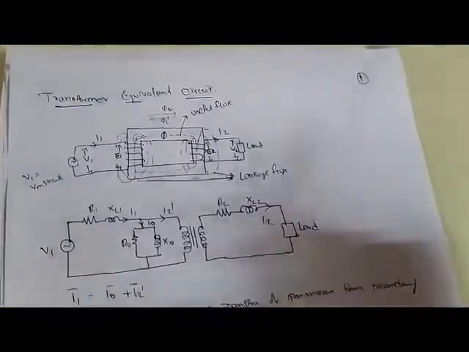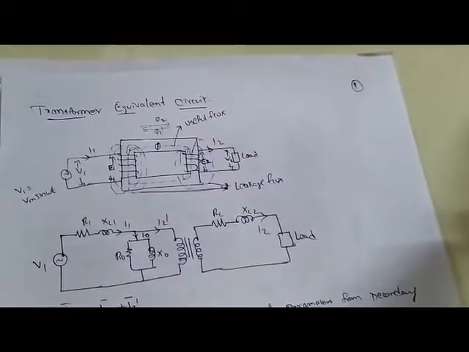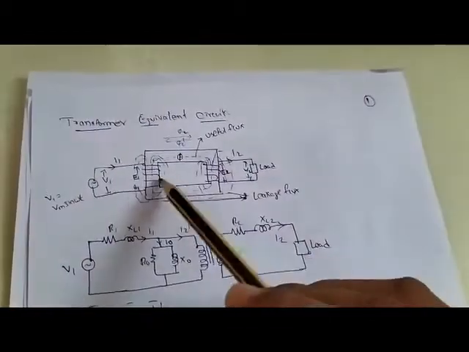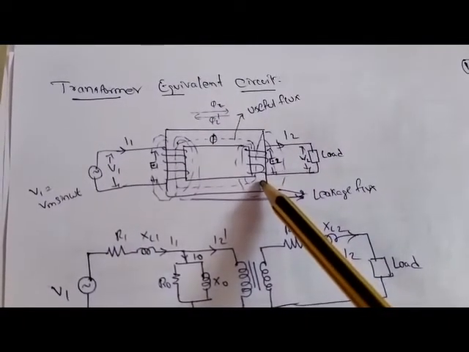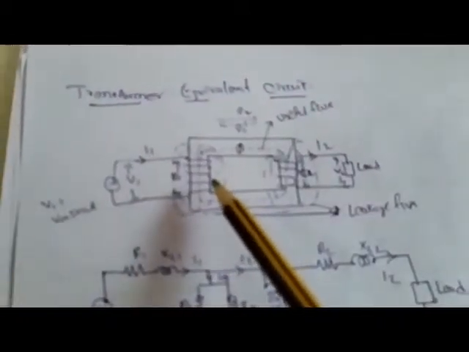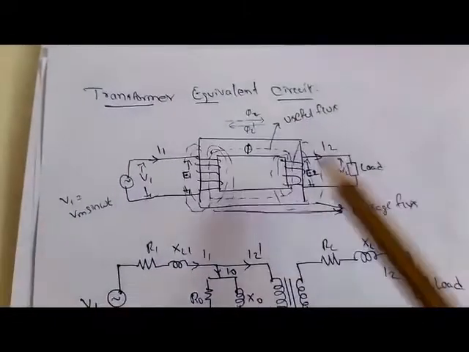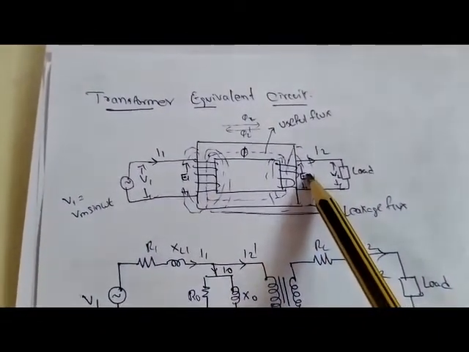Good morning friends, today we are going to discuss the transformer equivalent circuit. So this is the transformer and this is the primary winding and this one is the secondary winding. V1 is the supply voltage, E1 is the induced EMF, E2 is the induced EMF in the secondary, and V2 is the load.